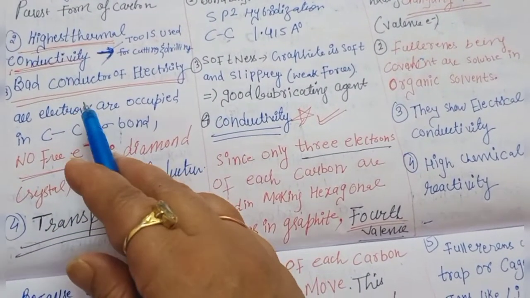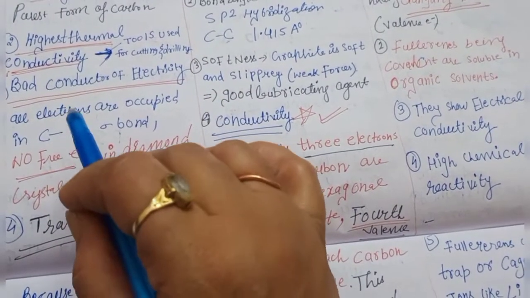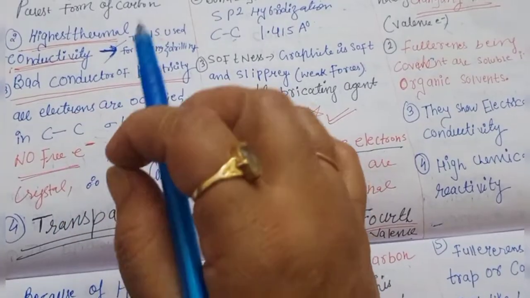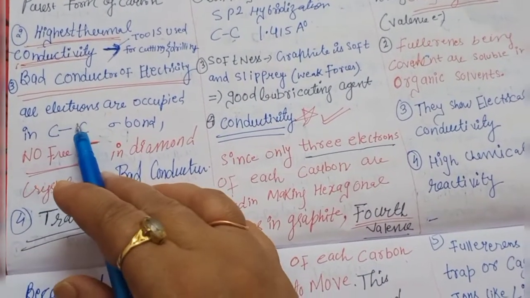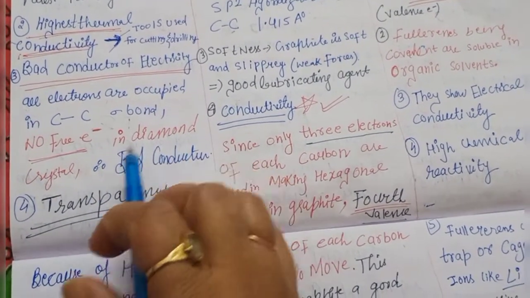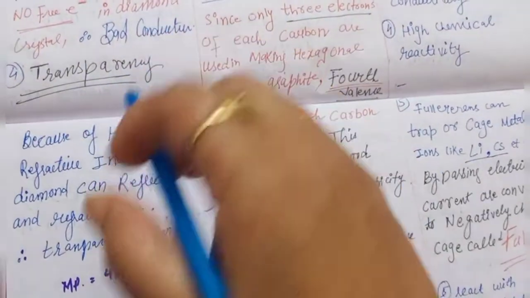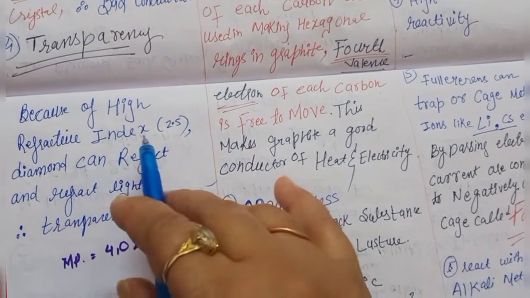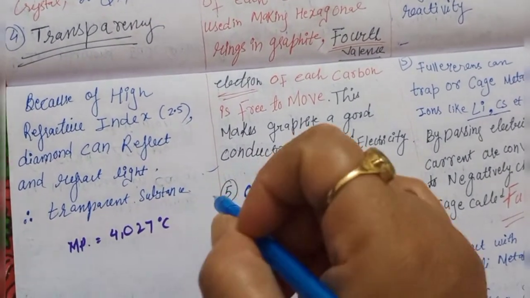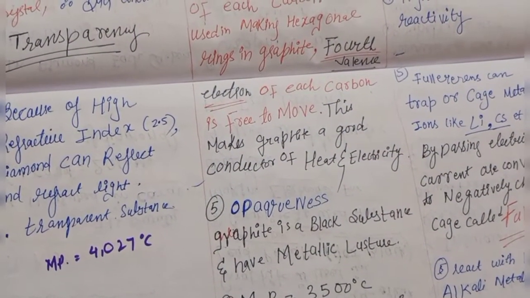As we know there is no free electron, it is a bad conductor of electricity. If the question comes, why is diamond a bad conductor of electricity? Because it does not have any free electron, and all the electrons are occupied in carbon-carbon sigma bond formation. Diamond is transparent because of its high refractive index, that is 2.5. Diamond can reflect and refract light. Its melting point is very high, that is 4027 degrees.